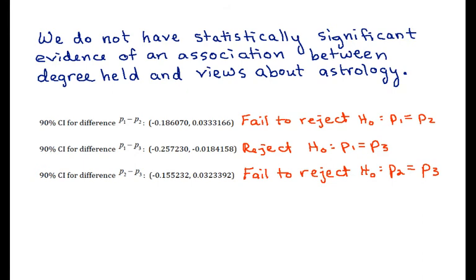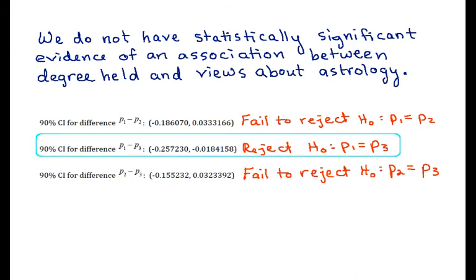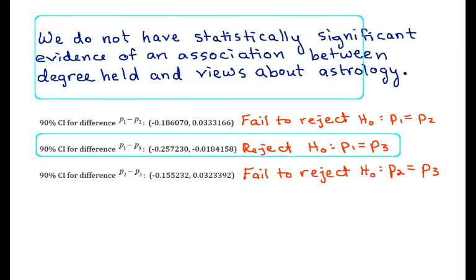But also, let's just take a moment to put this back in context of the problem of multiple tests. Looking at these individually, we thought that maybe we would reject the idea that P1 equals P3, that the proportion of junior college degree holders who think astrology is scientific is equal to the proportion of graduate degree holders who think that astrology is scientific. But when we look at the whole table together, we fail to reject.